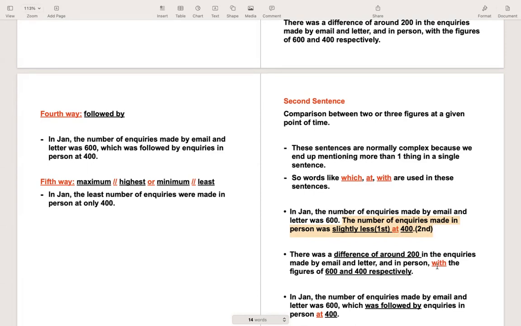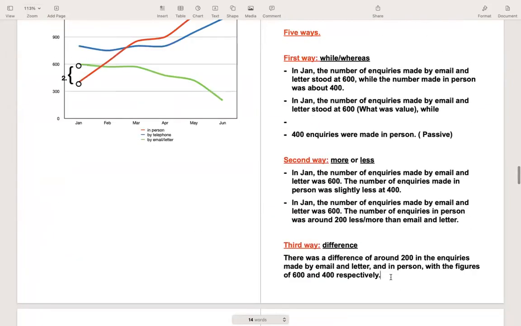Is this part clear, what I'm saying? How many things are you saying? Look at this: slightly less and 400. So they are separated by an at or a with, something like that. Is it clear? Okay, so here, I'll ask you first. Now tell me, what are the two things here?